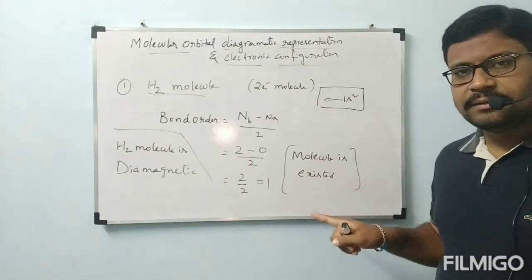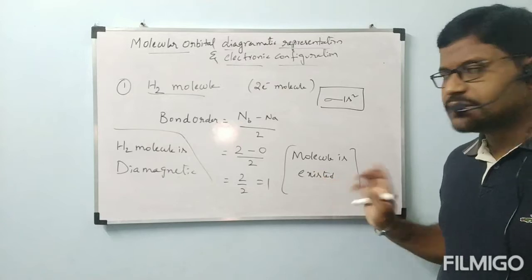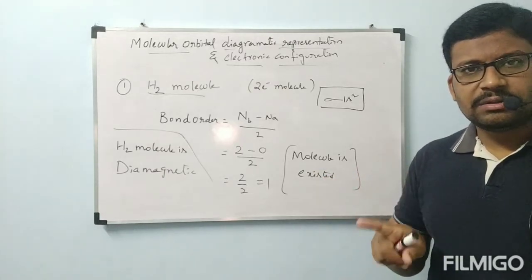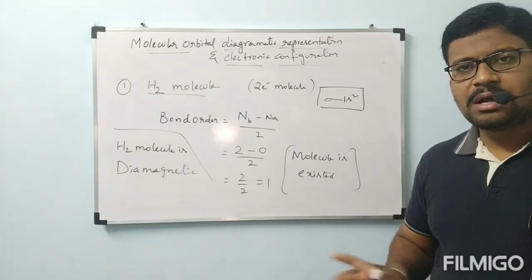The molecule exists. Why? We already told that if the bond order is greater than 0, then the molecule exists. The molecule is stable, or existing.